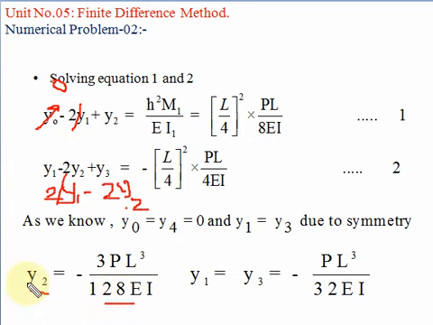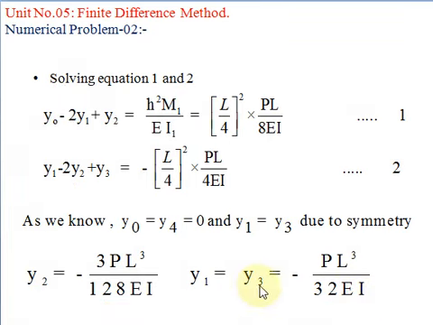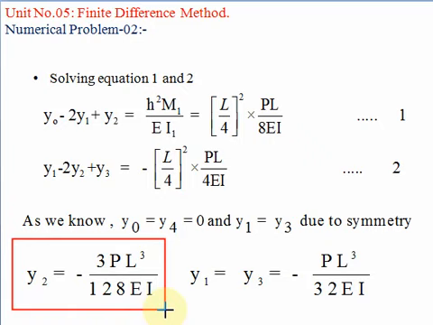Okay, and put this value of y2 in any of the equations. Okay, so we'll get the value of y1 or y3. So here the value of y1 equal to y3 is minus PL cube upon 32 EI. In the numerical problem, they have asked to find out the deflection under the point load. So under the point load, the node number is 2. So what is the y2 value? It is minus 3 PL cube upon 128 EI.